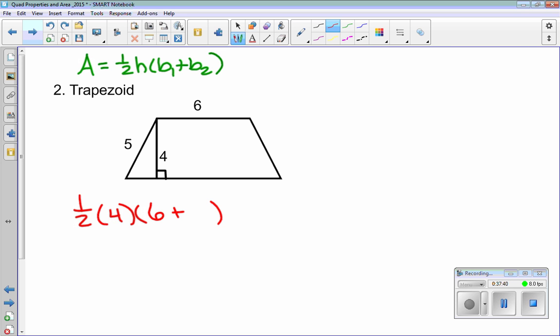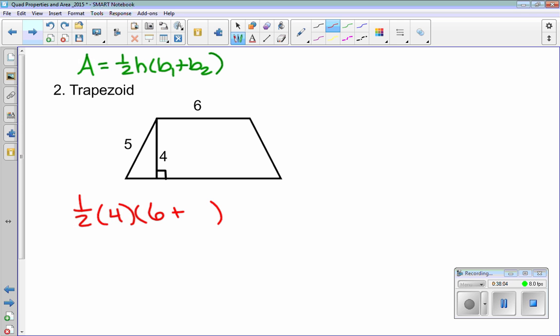Why is the 5 there? Do I need it? Is it extra? Sometimes they give me extra stuff. Is it needed? Is that the other base? Okay. But I have to use it to find it. Why? I'm going to probably use the Pythagorean theorem, and that will help me get the other base.